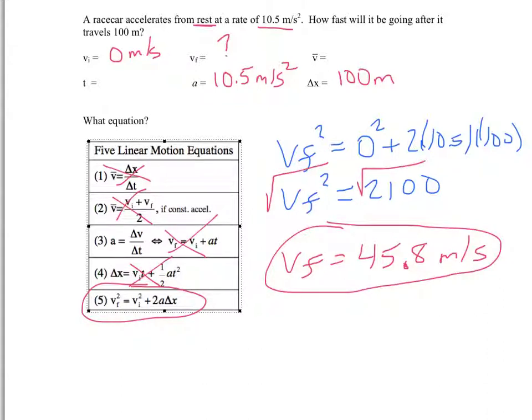And again, if we want to double check that, we can plug back into our original equation. 45.8 squared equals 0 squared plus 2 times 10.5 times 100. And if that's pretty close, you know, there's always some rounding error, then we've done it right. And if I do that in my calculator, it checks out. So that means I've done it correctly. So again, that's how we solve a word problem from start to finish.